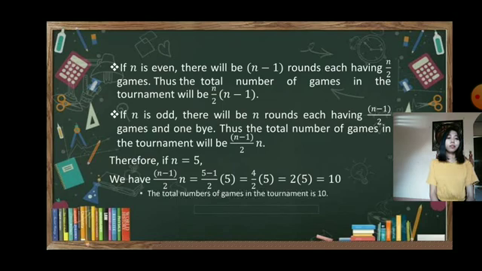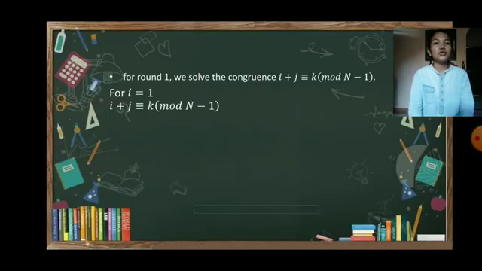Example 2. Use congruence to schedule a round-robin tournament for 8 teams. Also find the total number of games in the tournament. Hints. Here, n is equal to 8. The number of teams is even, so we label the teams as 1, 2, 3, 4, 5, 6, 7, 8. Thus, n is equal to 8. For round 1, we solve the congruence i plus j is congruent to k mod n minus 1.